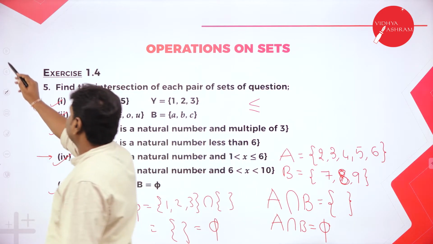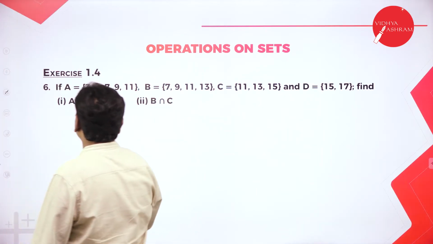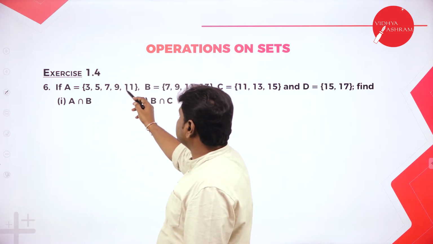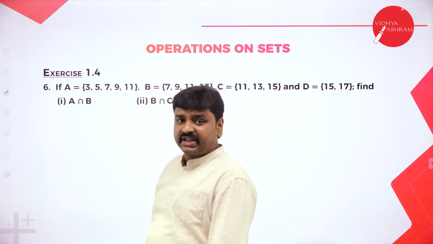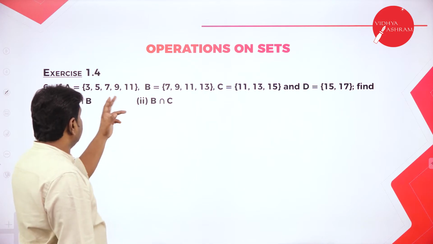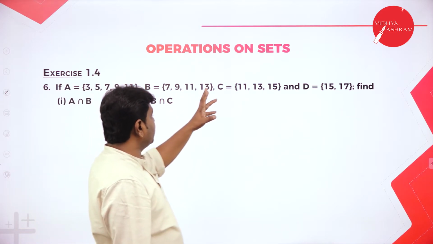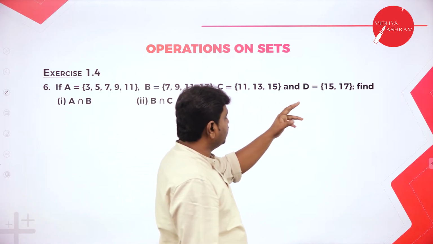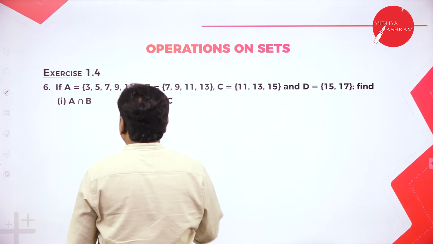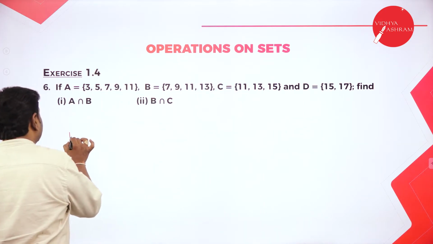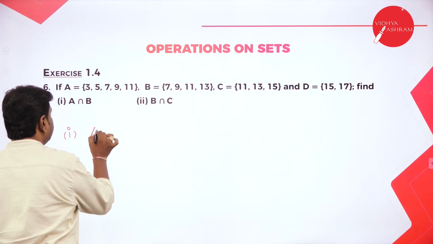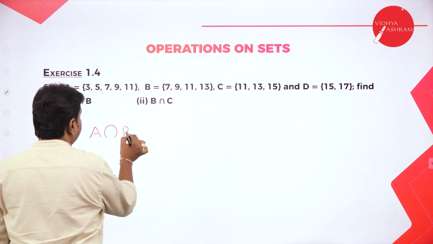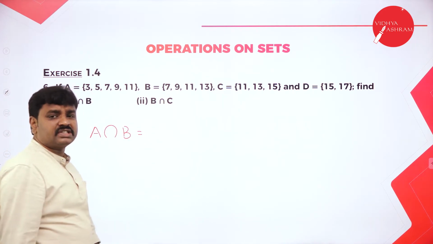Now we'll go to the next question. A is 3, 5, 7, 9, 11. They gave set A. Set A is 3, 5, 7, 9, 11. B is 7, 9, 11, 13. C is 11, 13, 15. D is 15, 17. Find the first part. They want you to find A intersection B. What is meant by A intersection B?